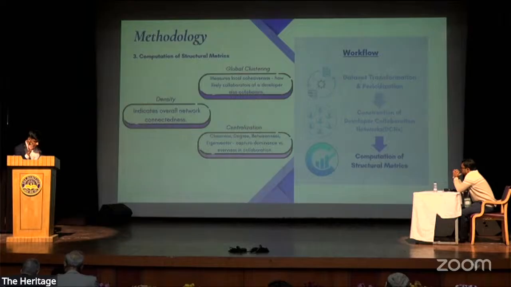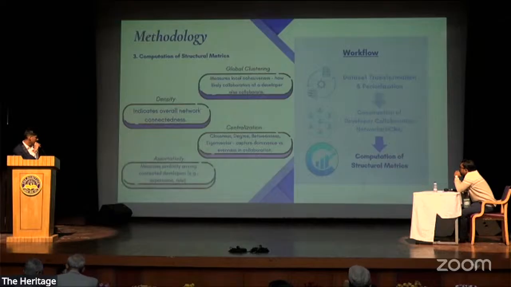Then we have four types of centralization. First, we have closeness centralization, which represents how effectively or how efficiently the developers communicate with each other. Degree, which represents how frequently the developers comment on a bug. Betweenness centralization, which represents how developers act as a bridge between two subgroups. And eigenvector, which represents how developers interact with already influential developers. Last, we have the assortativity, which measures how similar developers interact with each other.